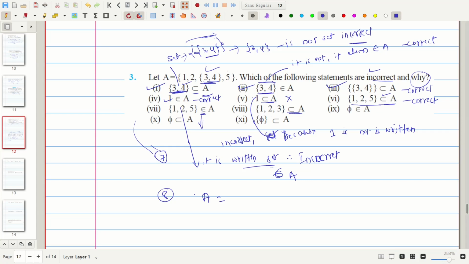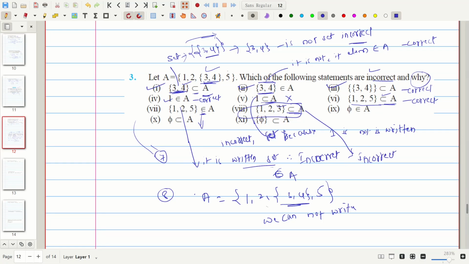A is equal to {1, 2, 3, 4, 5} is written here. So here 3, 4 we cannot write as independently. Here it is written in the 8th problem. You just see here in the 8th problem it is written. Therefore, it is incorrect. You just mention why it is incorrect.